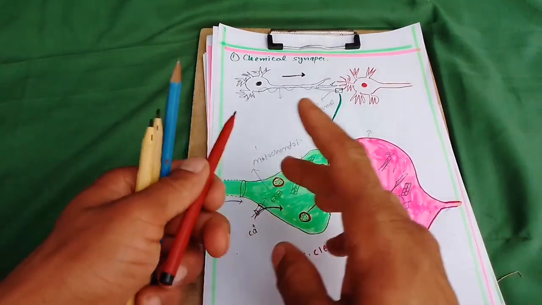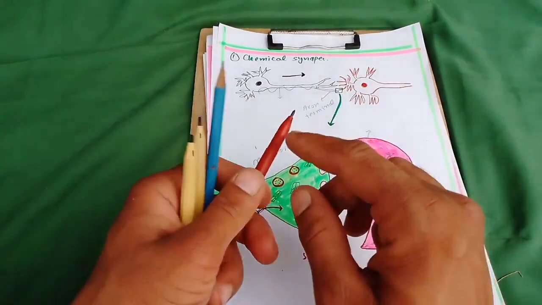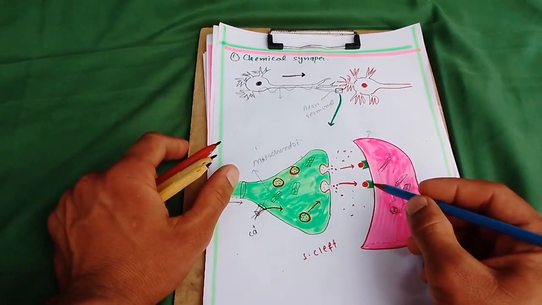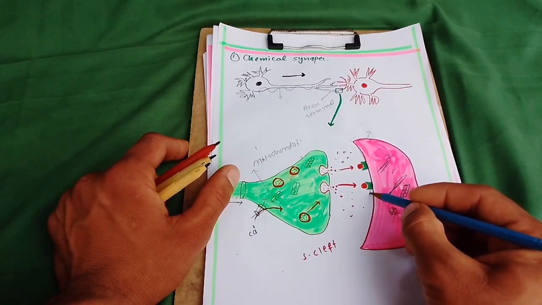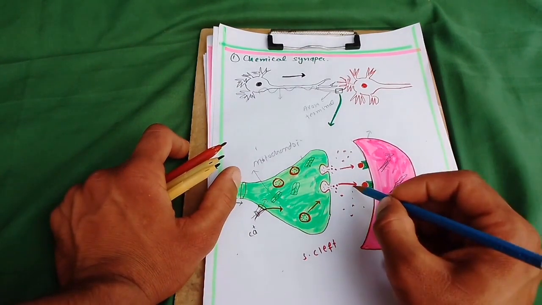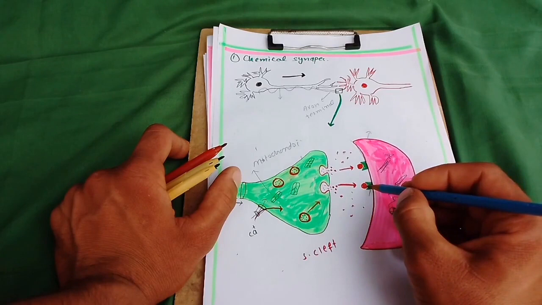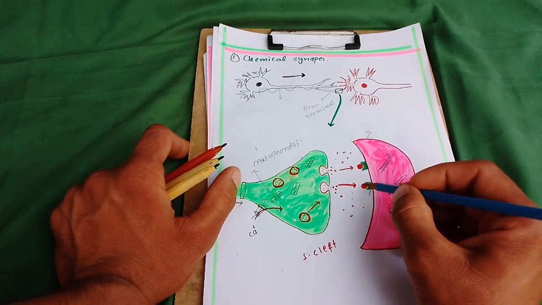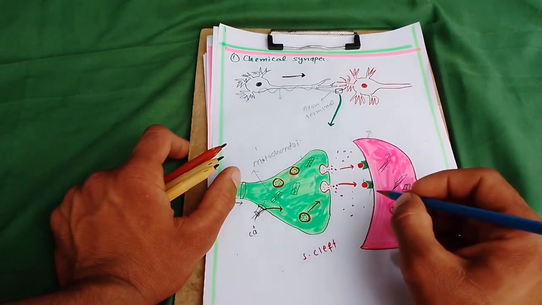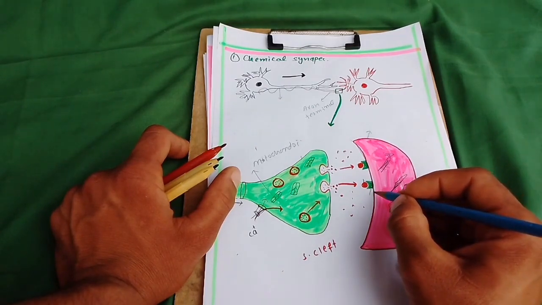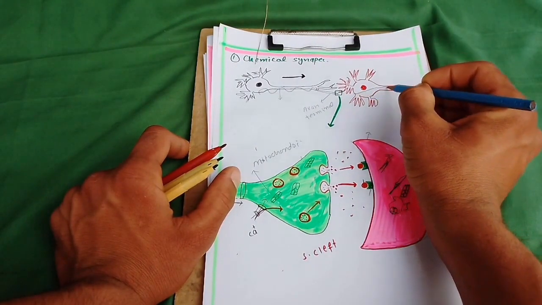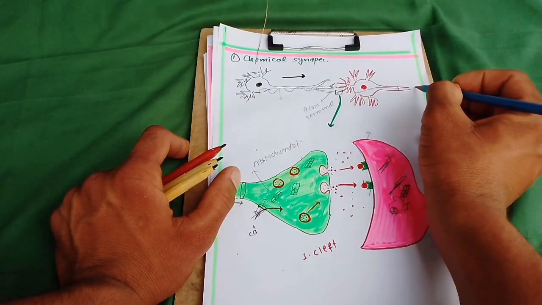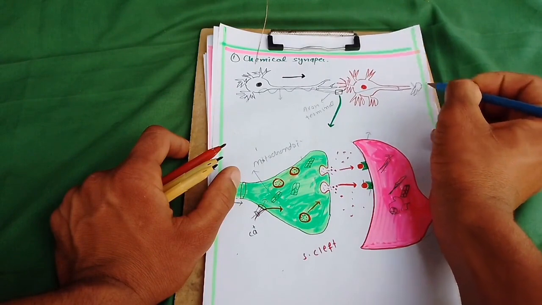When the neurotransmitter is released into the synaptic cleft, it attaches to its own receptor on the postsynaptic membrane. This is the receptor on the postsynaptic membrane. So the neurotransmitter is attached here. This is the excitatory neurotransmitter. When the excitatory neurotransmitter is attached here, it produces an action potential in the postsynaptic membrane, which goes forward toward the next neuron cell.